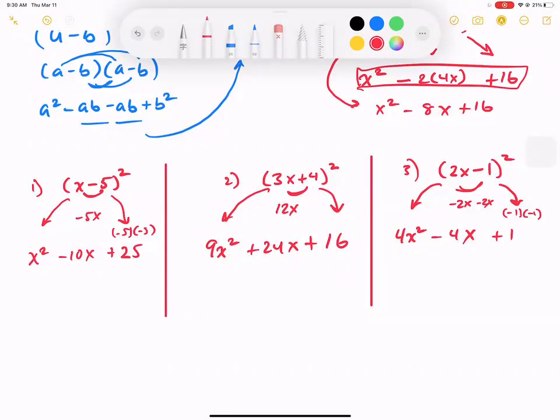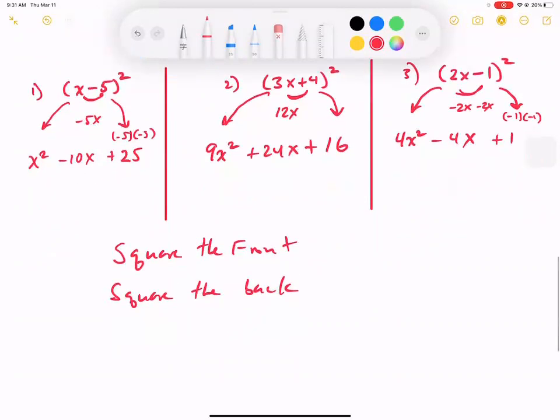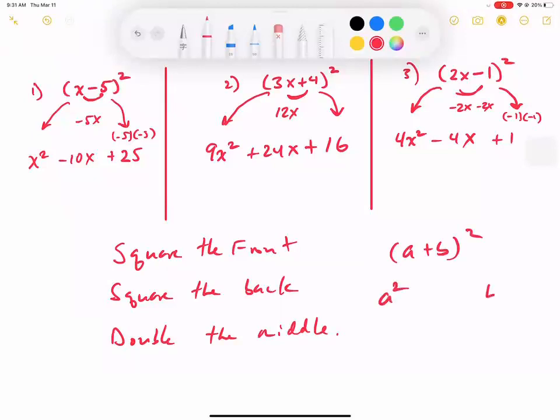So the cool thing is that if we are squaring a binomial, these problems always have this pattern. Square the front, square the back, double the middle. Square the front, square the back, and then we double the middle. Where we write a plus b, it is square the front, square the back, and then double that middle value.